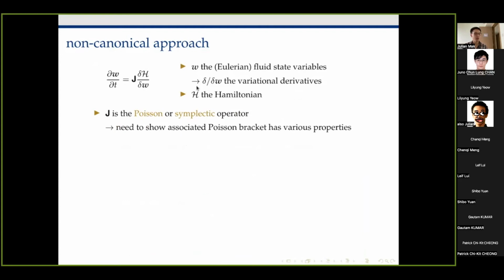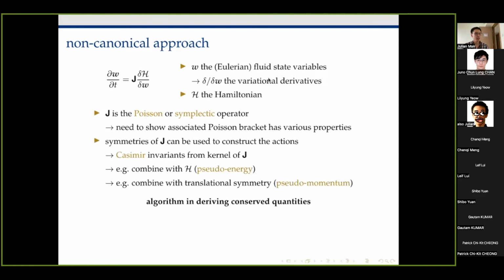There are several ways you can deal with this. You can get a canonical form by introducing what are called Clebsch variables, but let's not do that, as that's pretty ugly. I much prefer thinking of it from a symplectic operator point of view. The non-canonical form comes from the fact that you're dealing with fluid or Eulerian state variables. And all the symmetries are nested in J. So that turns into a problem of analyzing J, this symplectic operator.